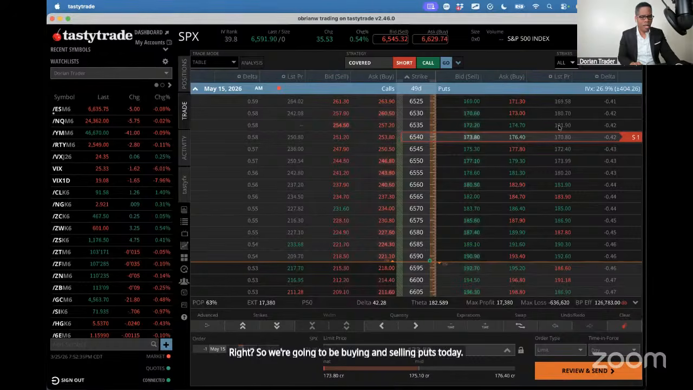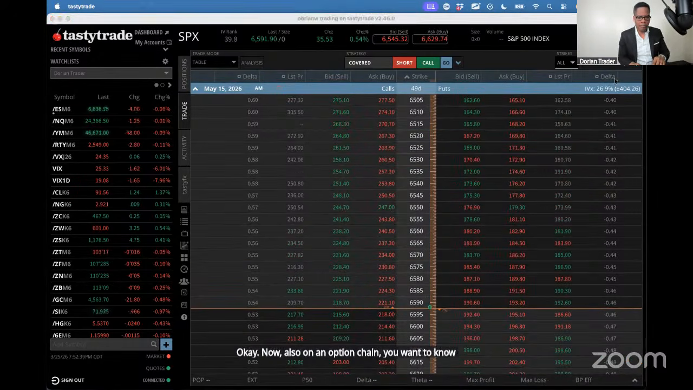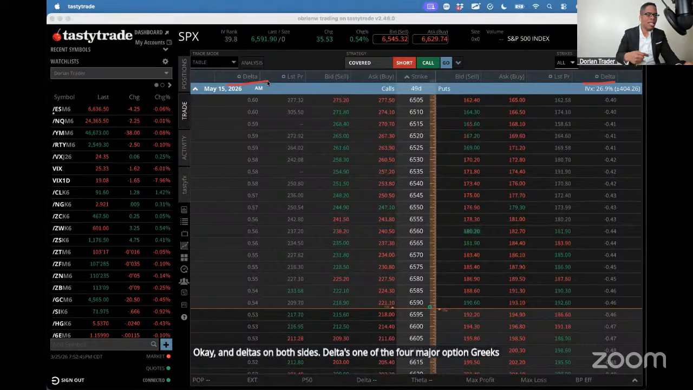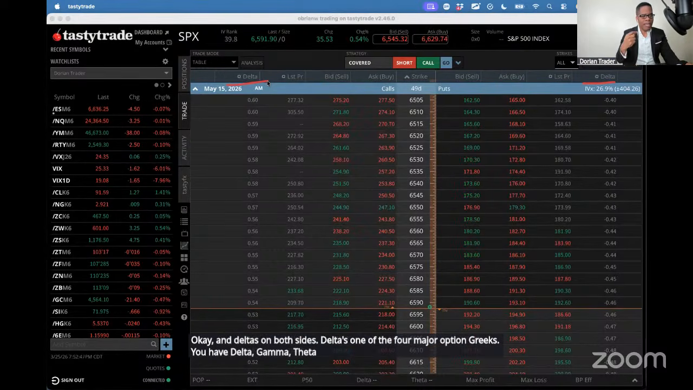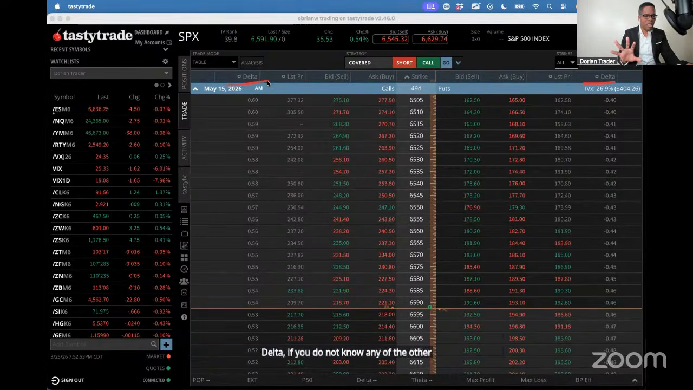Okay. Now, also on an option chain, you want to know delta. Okay, and delta's on both sides. Delta's one of the four major option Greeks. You have delta, gamma, theta, and vega. You want to know delta. If you do not know any of the other ones, you want to know delta because delta is crazy important. It's super important.